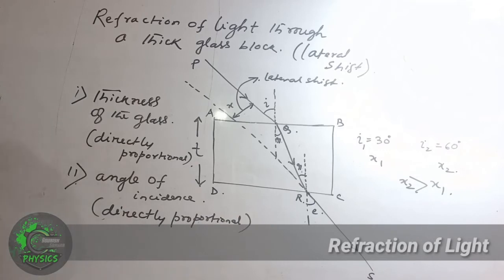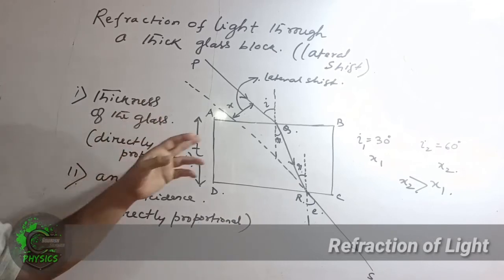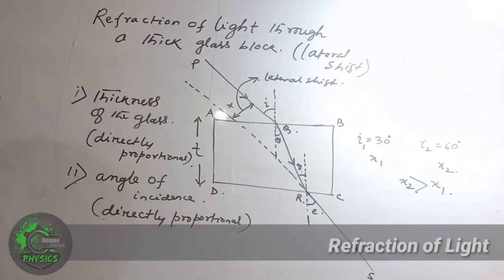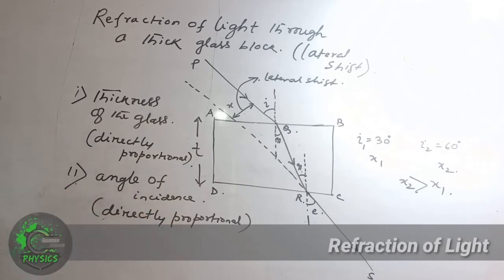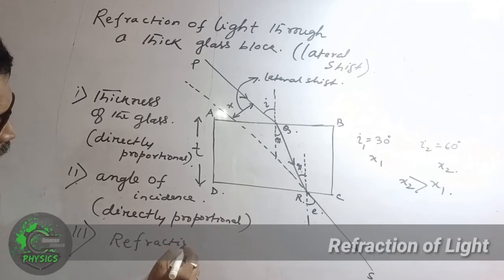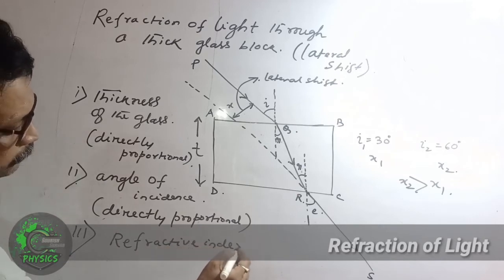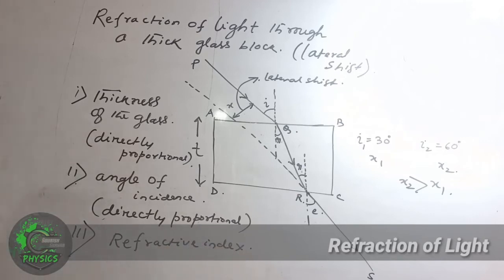So lateral shift depends on the thickness of the glass slab. The higher the thickness, the more will be the lateral shift. Lateral shift depends on the angle of incidence. The more the angle of incidence, the more is the lateral shift. And it also depends on the refractive index of the material of the transparent medium. How does it depend on the refractive index of the material of the transparent medium?